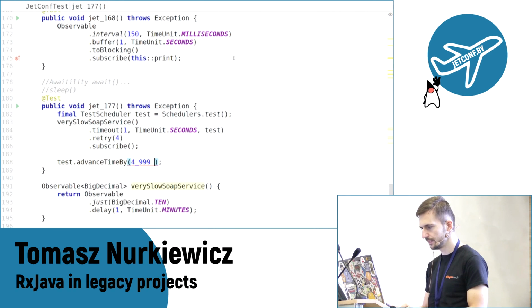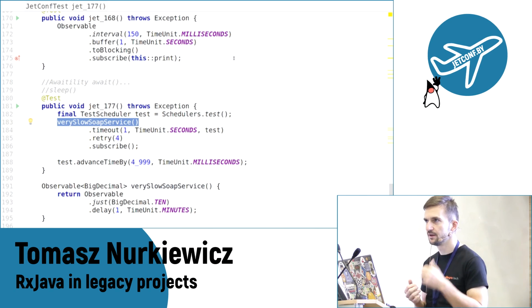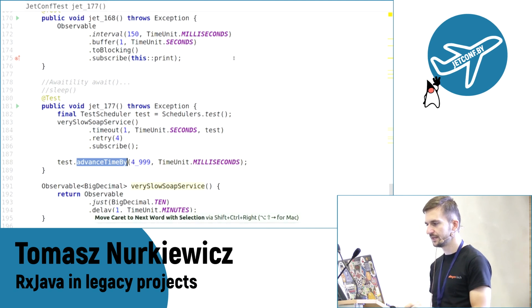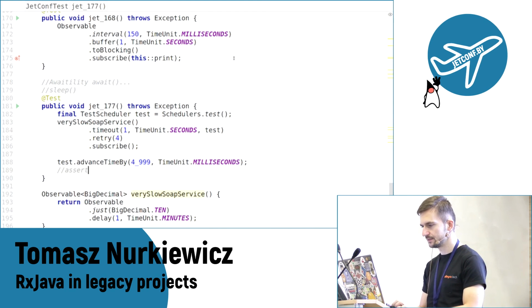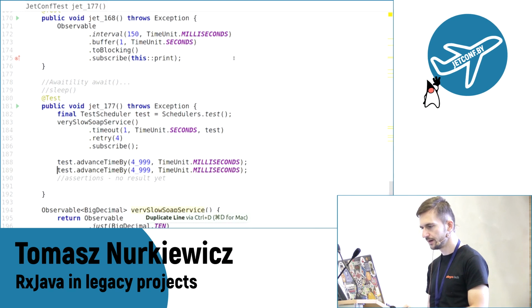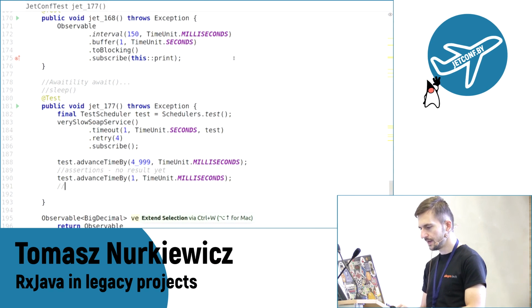Advance time by milliseconds, so I need to pass a unit here. I have 4 retries, which means my SOAP service is going to be invoked at most 5 times. The first invocation and 4 retries, so at most 5 attempts. So having this scheduler, I can actually synthetically advance my time by almost 5 seconds. Then I can run some assertions that there is no result yet. We don't have time to show you the assertions, but there's really cool support for that as well. Then I can take my scheduler and advance the time by 1 millisecond. All right, and now we got the exception.